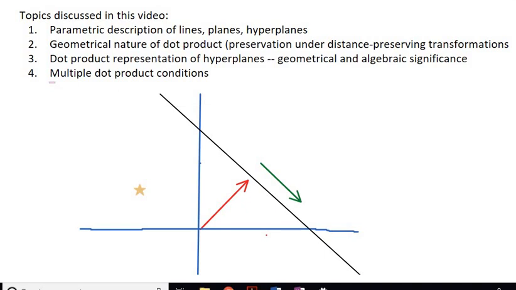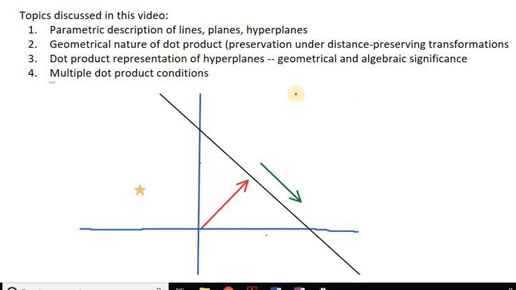First, the parametric description of lines, planes, and hyperplanes, which is in Chapter 5, I believe. Second, the geometrical nature of dot product. I'll explain this comment later. Preservation under distance-preserving transformations. And then the dot product representation of hyperplanes, the geometrical and algebraic significance, and then multiple dot product conditions. All right, so let's begin.